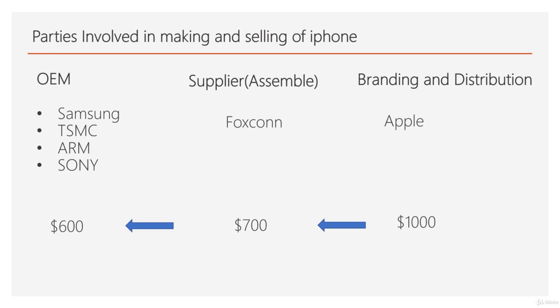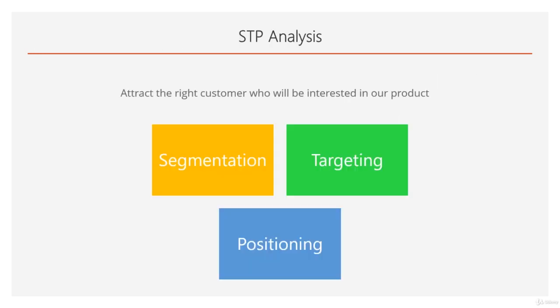Now we'll understand one more interesting topic, that is STP analysis. STP stands for segmentation, targeting and positioning. The main idea behind doing STP analysis is to attract the right customer who will be interested in your product. Now we'll start our journey with segmentation.